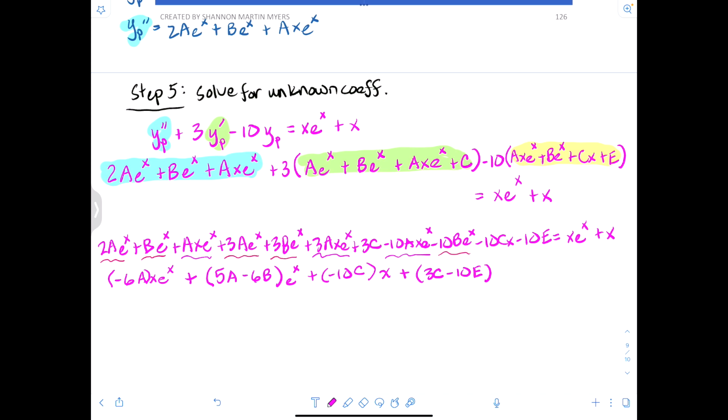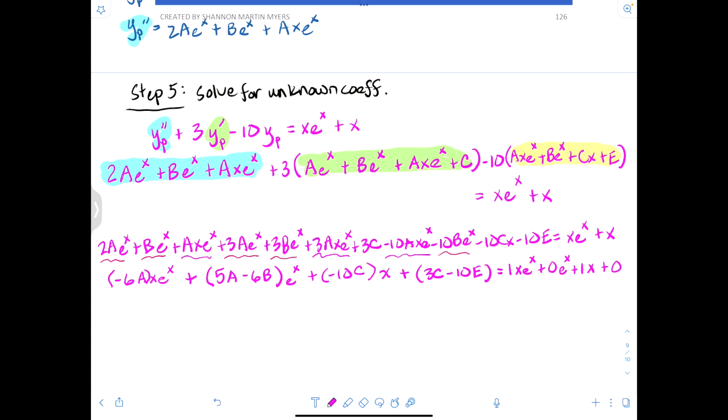Now we have to add in terms that are missing. So we have 1 xe to the x plus 1 x. But we don't have our e to the x term, so let's move this guy over just because of the order we put it in, and then add 0e to the x. And then we have no constant terms, but we can say plus 0.